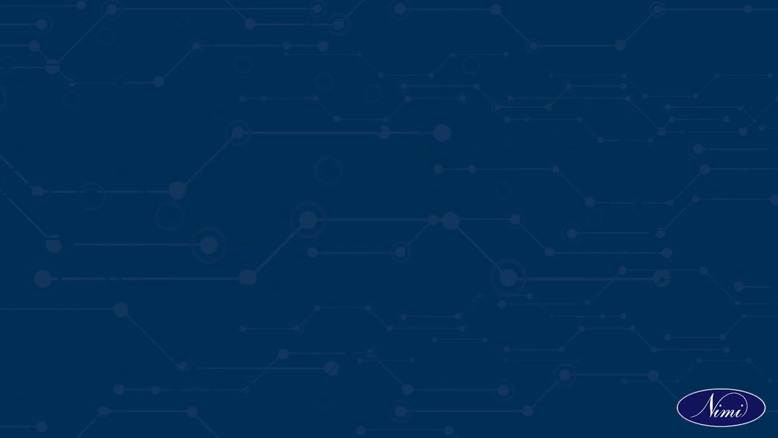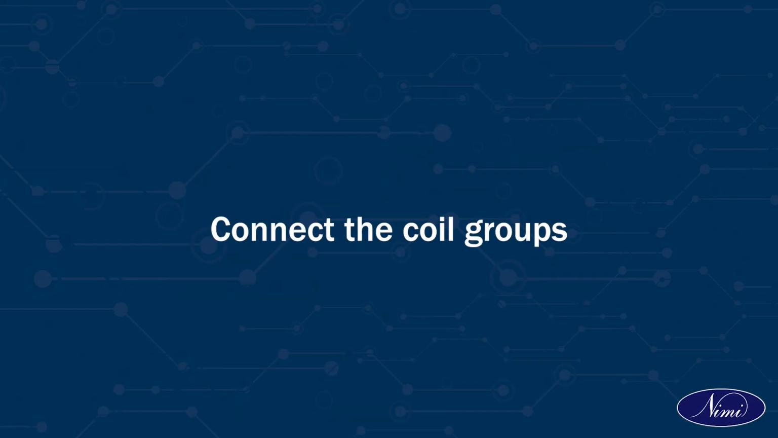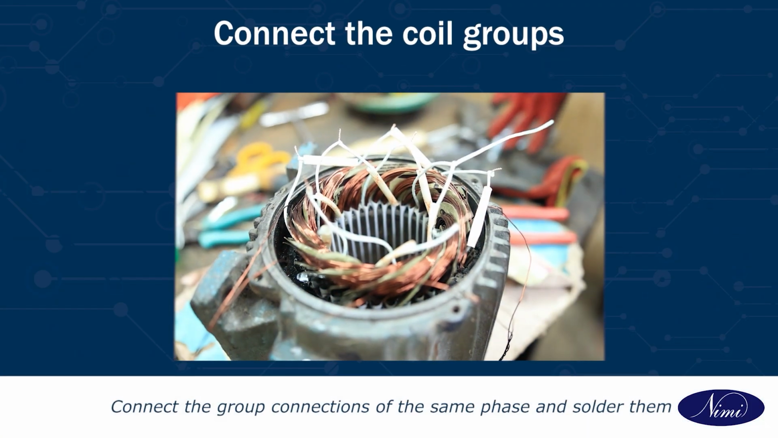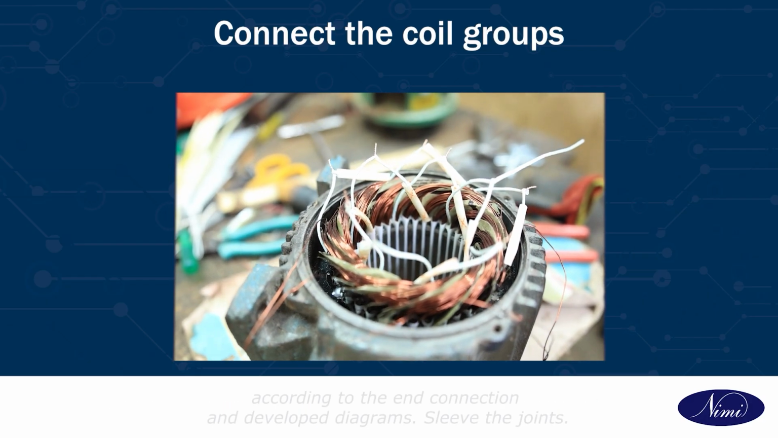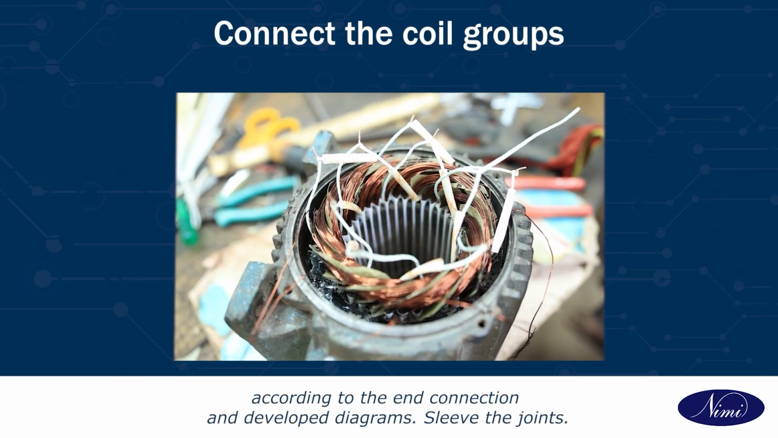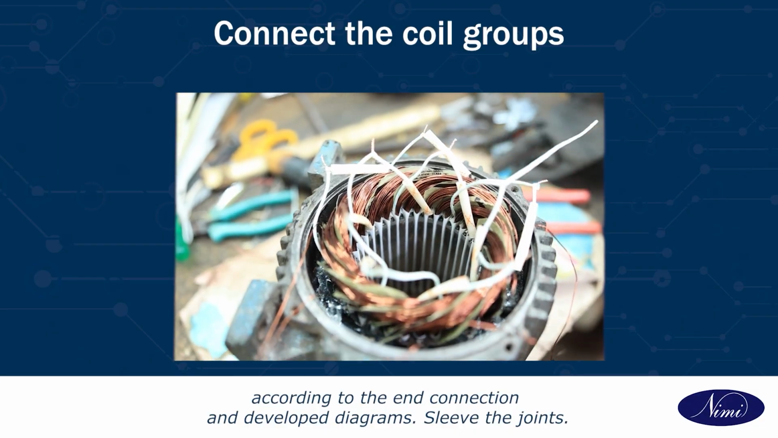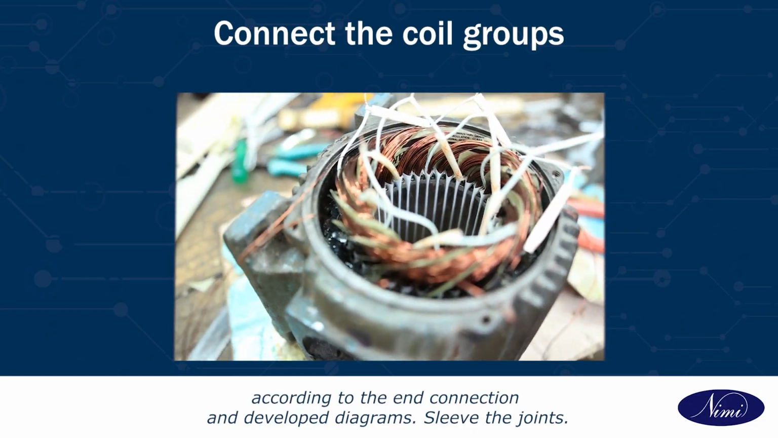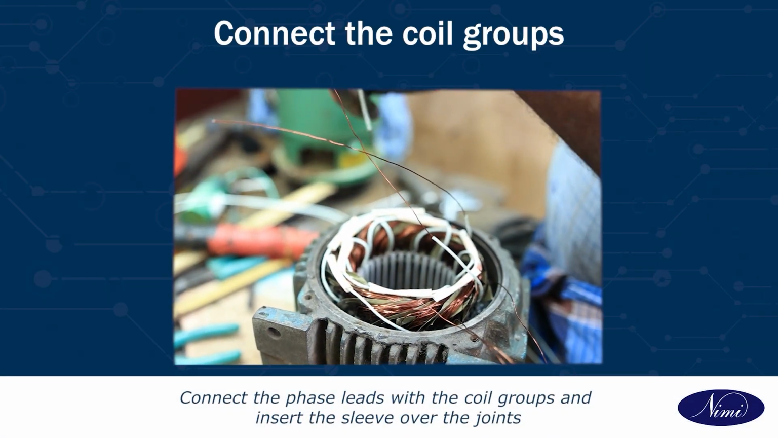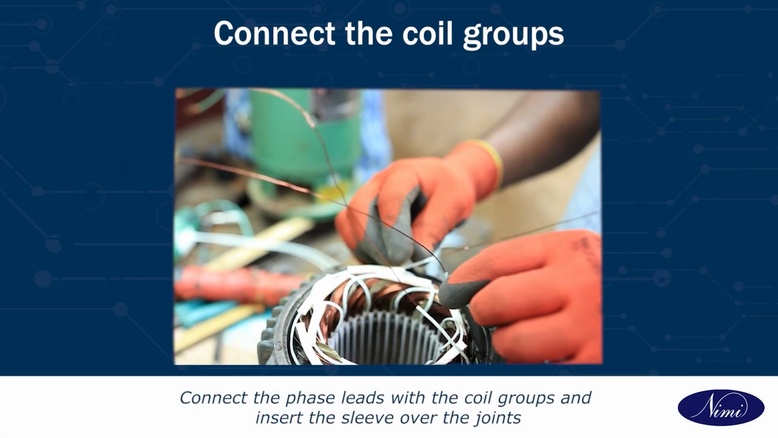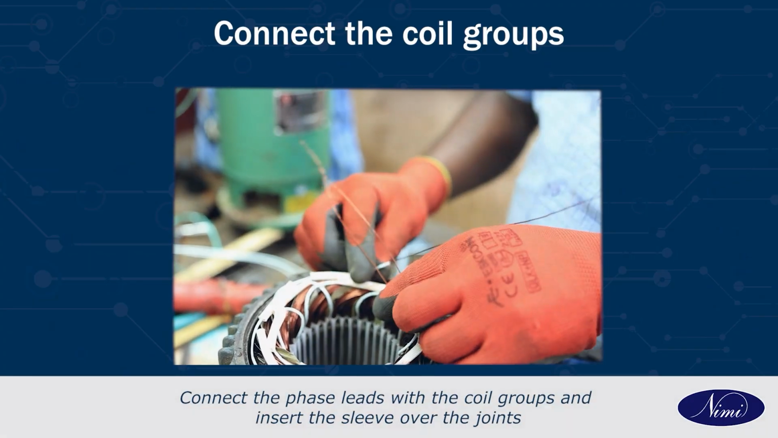Task 9. Connect all the coil groups. Connect the group connection of the same face and solder them according to the end connection and developed diagrams. Sleeve the joints. Connect the face sleeve with coil groups and insert the sleeve over the joints.